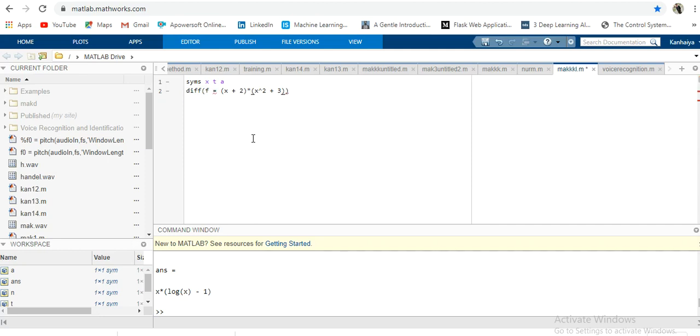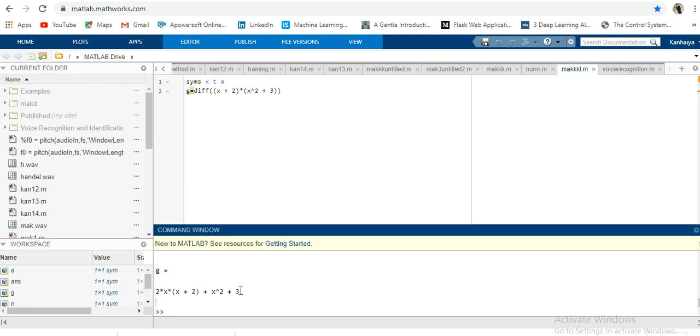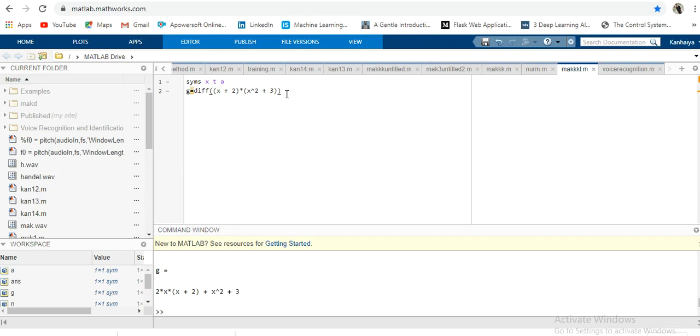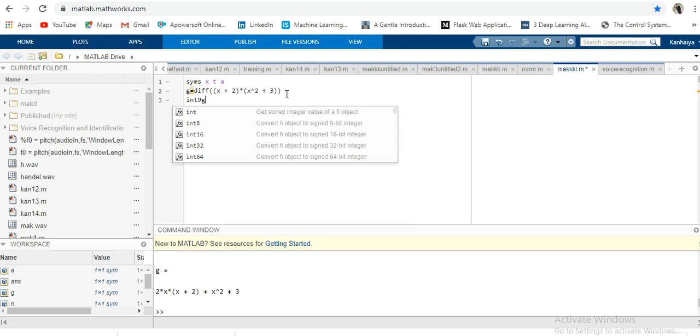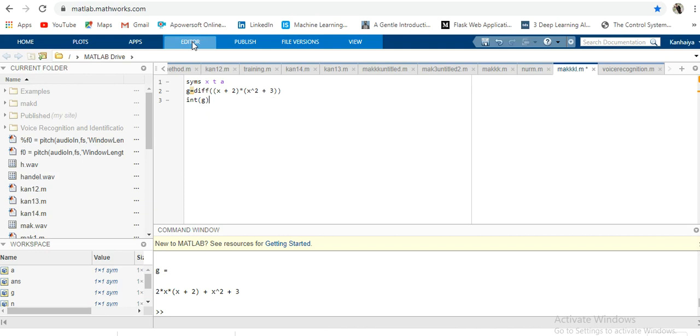Differentiation. And g will store the value of differentiation. Yeah, this is the answer of differentiation. Now according to the concept, when we integrate g, then we should get our function f. Let's integrate g and see if we are getting our original function or not.